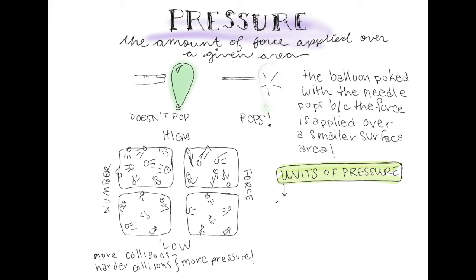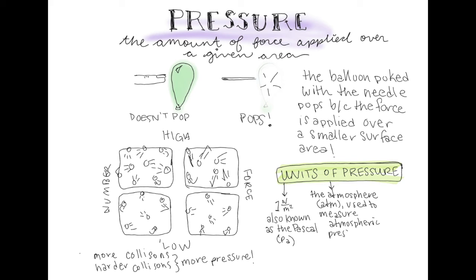There are many units of pressure. The three big ones are the Pascal, which is a Newton per meter squared, the atmosphere, abbreviated ATM, which is used for measuring atmospheric pressure, and millimeters of mercury, mmHg.